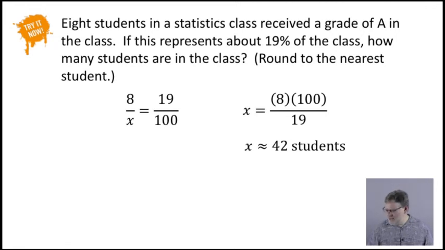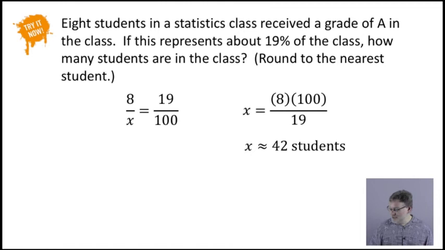Well, those 8 students represent 19% of the class. The total number of students in the class, that's actually something we don't know. That's actually what we're trying to find. So our unknown in this instance is the base. So x is in the lower left with 8 being on the top, representing the 19%.